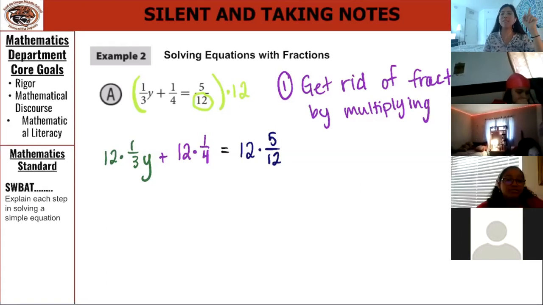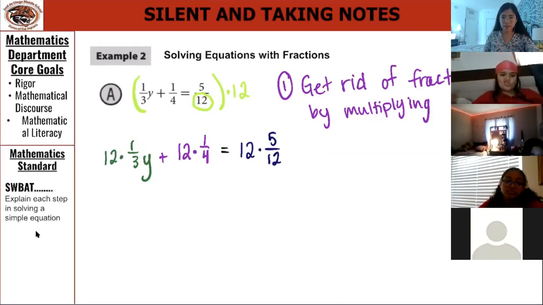12 times 1. There you go. Okay, so you're going to multiply it by the top number and then divide it by the bottom number. You're going to multiply by the numerator and divide by the denominator. So in this case, I'm doing 12 times 1, which is 12. And then I'm dividing that by 3. So 12 divided by 3 gives me 4. Oh, wait. So that's 4y.